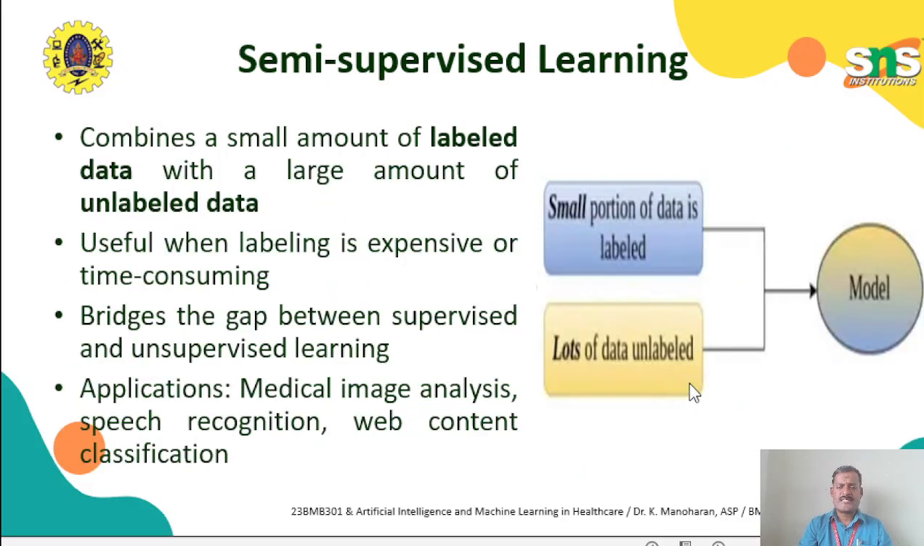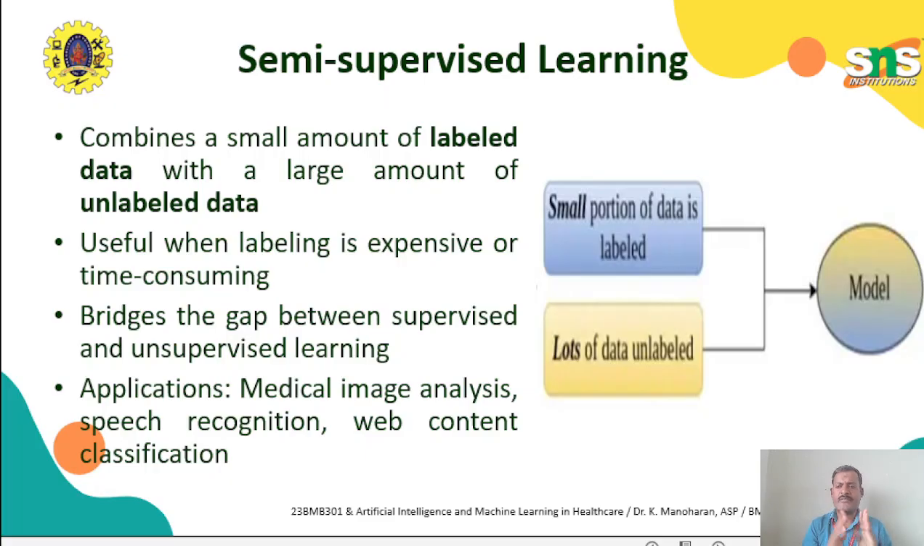And the last one is semi-supervised learning. Here we combine a small amount of labeled data and a large amount of unlabeled data. For example, we don't have enough labeled data, so we cannot use unsupervised learning. Instead, a small amount of labeled data is given to the system so it is easily trained, and convergence is possible in a very quick manner. This is useful when labeling is expensive or time consuming, and we have only limited data with labels.